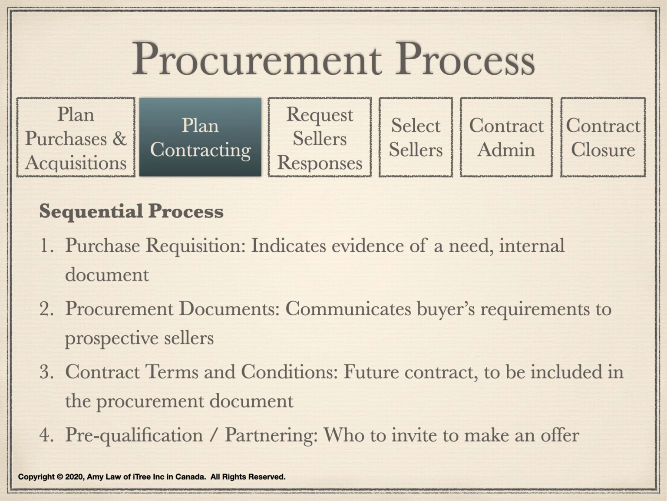Here is a sequential process for planned contracting: purchase requisition, procurement documents, contract terms and conditions, and pre-qualification or partnering. The purchase requisition is an internal document indicating evidence of a need. The procurement documents communicate buyers' requirements to prospective sellers. The contract terms and conditions are future contracts to be included in the procurement document. In the pre-qualification and partnering process, we decide who to invite to make an offer.